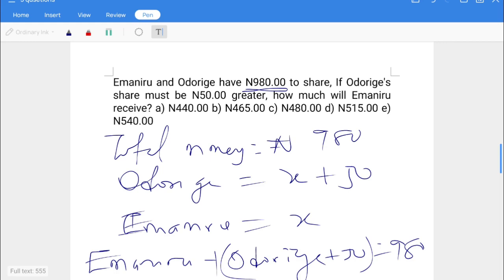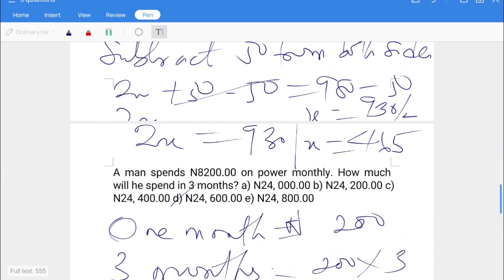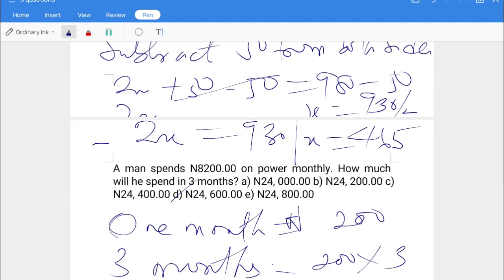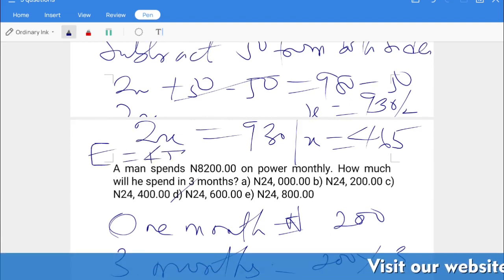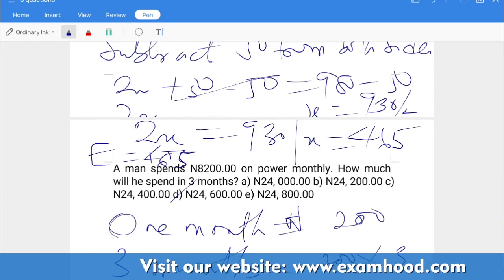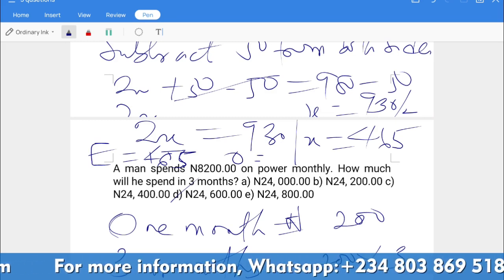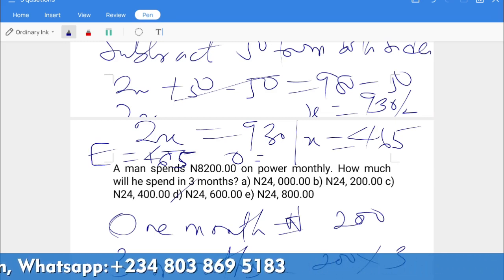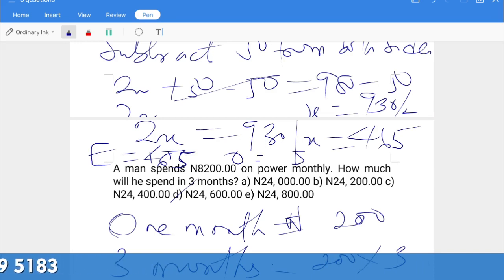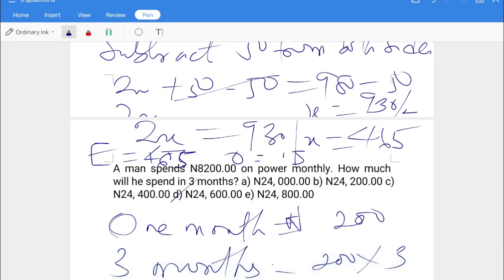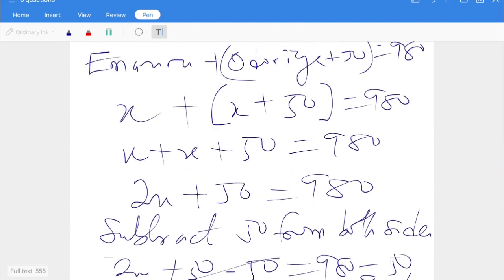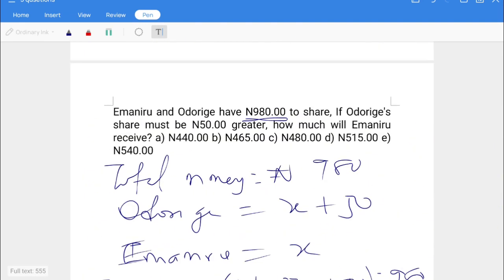It is Odorige that would now expect that if I add 465 to this 50, while Odorige is 465 plus 50. That is going to be 515. That's for Odorige, but Emaniru is 465, and we do have that as part of our options. So the answer to this question is 465.